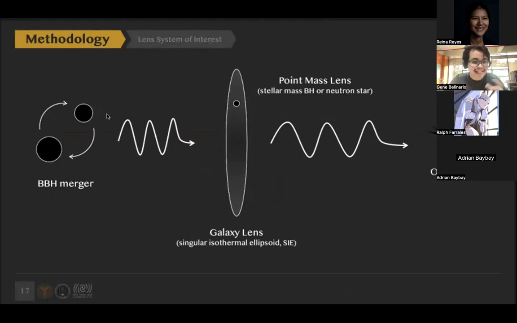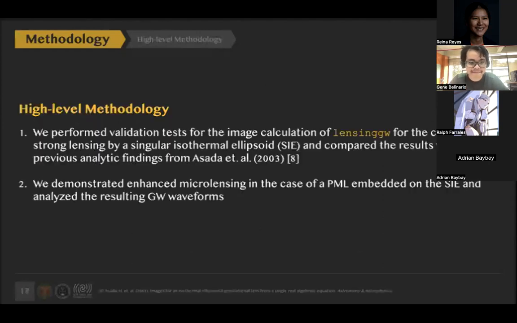We generate an unlensed signal from a binary black hole merger, and it will pass through this lens, where a point mass lens is embedded in a galaxy lens. And then we will try to analyze the resulting waveforms from this particular lens system.